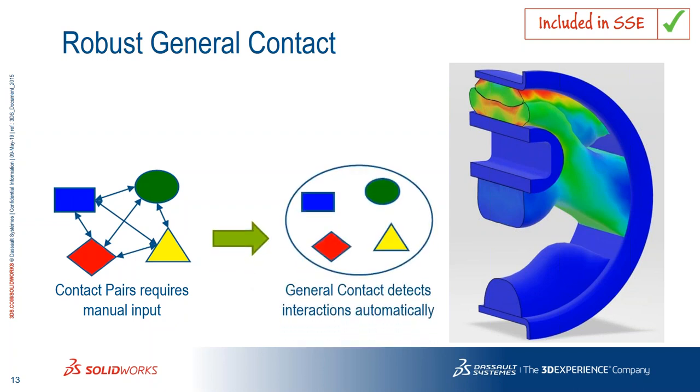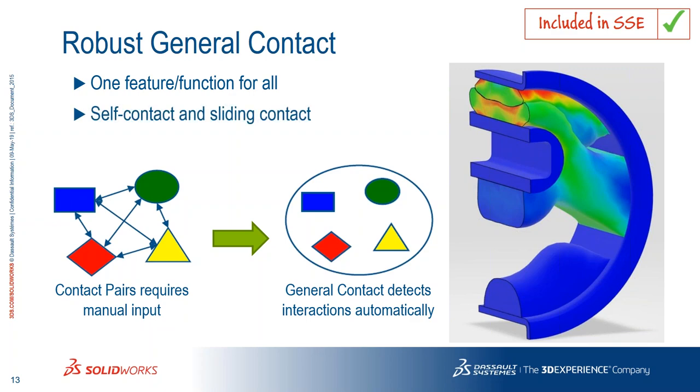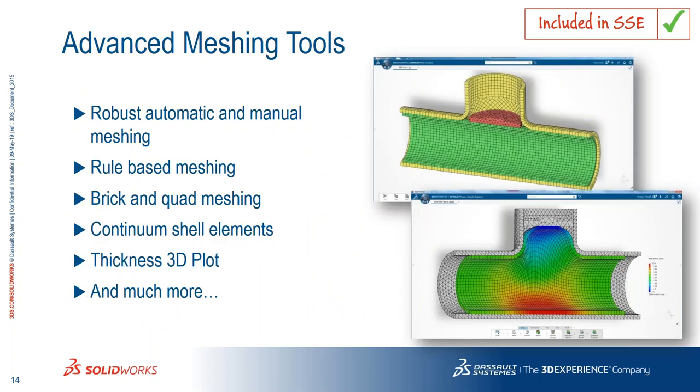Instead, in Structural Simulation Engineer, we have just one feature called general contact that automatically detects all the interactions between parts, faces, and so on. Very, very ingenious, very nice. So it's one feature, one function for all this stuff. It also comprises self-contact and sliding contact, so also friction, and it can handle automatically, I repeat, multiple complex contacts and friction. Very, very handy. And you will see in a moment with the case studies.